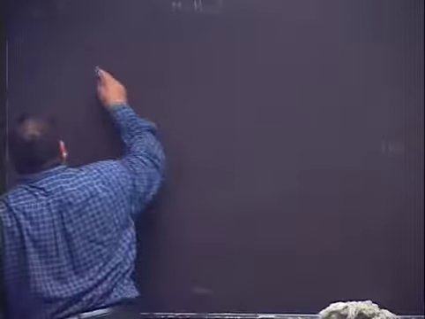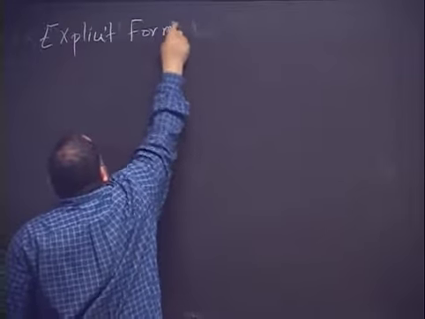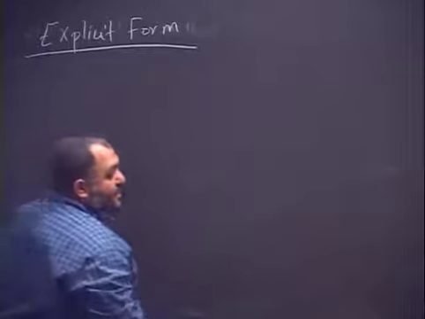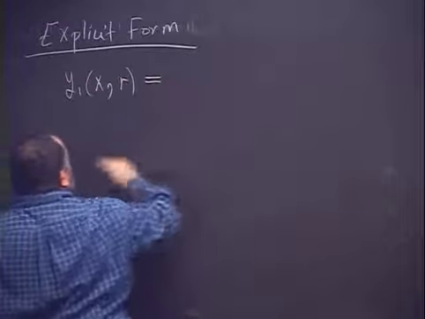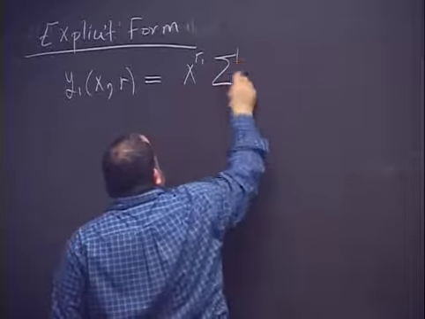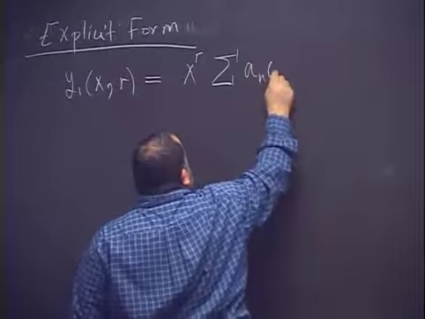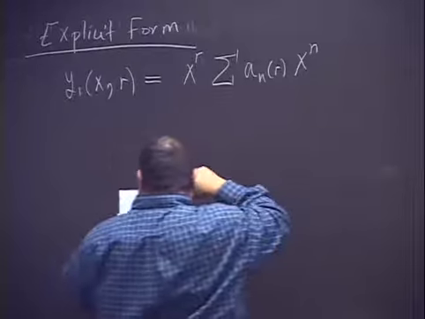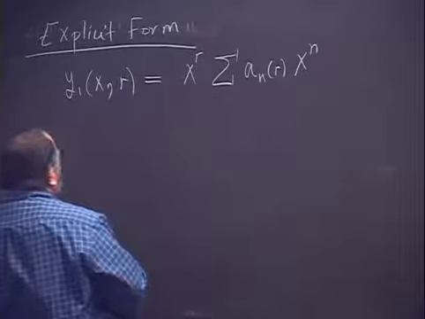So in order to find the explicit form, what we will do, what's y1? y1 of x and r. y1 of x and r is x to the power of r, multiplied by the sum of a_n as a function of r, multiplied by x to the power of n. So this is the y1.